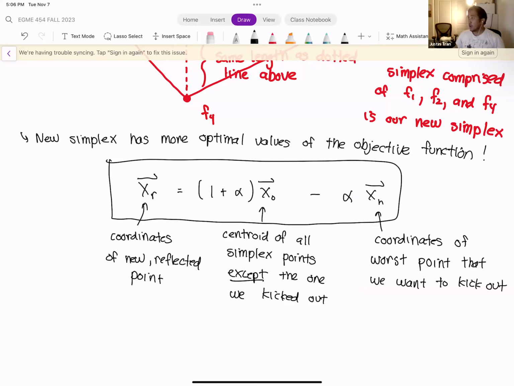All right. Any questions on the concept of simplex reflection? Okay. All right. I think the concept of XR and XH is pretty straightforward, so let's go over how to compute X0.